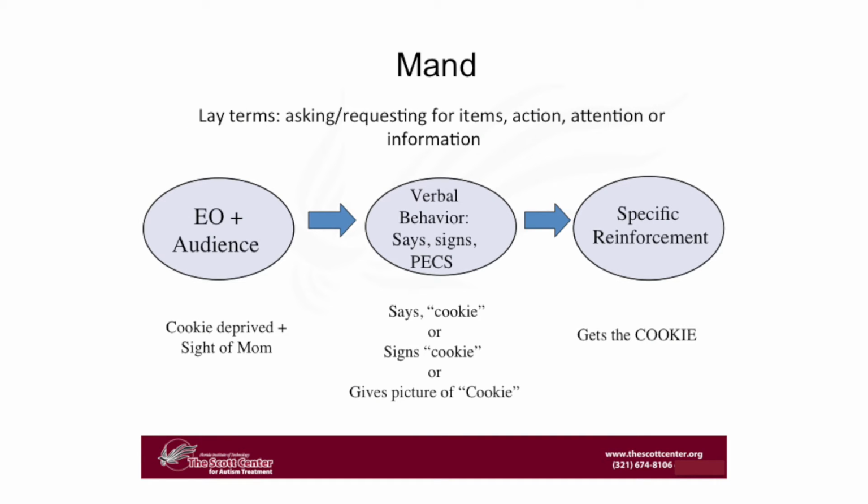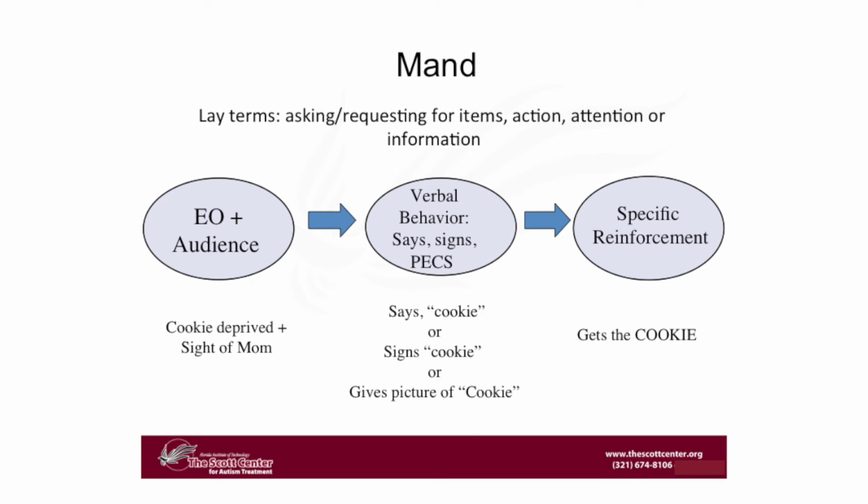First is the mand. In layman's terms, a mand means asking or requesting for items, actions, attention, or even information. So in the slide you see our antecedent is an establishing operation plus the presence of the audience, and that evokes verbal behavior, and the verbal behavior can be a vocal verbal response, it could be a sign, or it could be handing a peck to someone. And then the consequence is that specific form of reinforcement. So if we look at a child who is cookie deprived in the presence of mom, the child says cookie, and the mom gives him a piece of cookie.